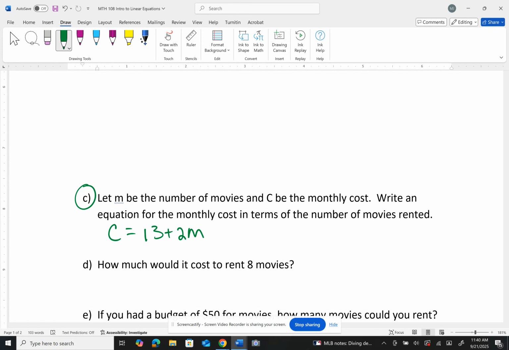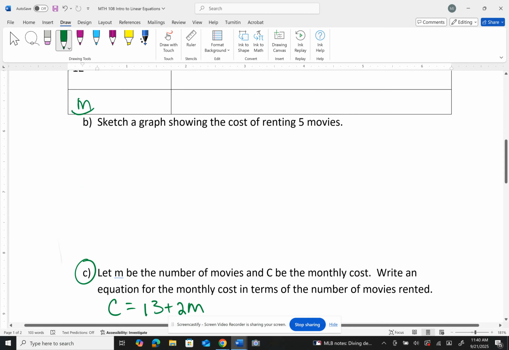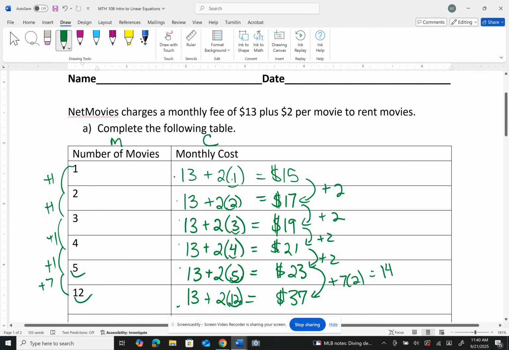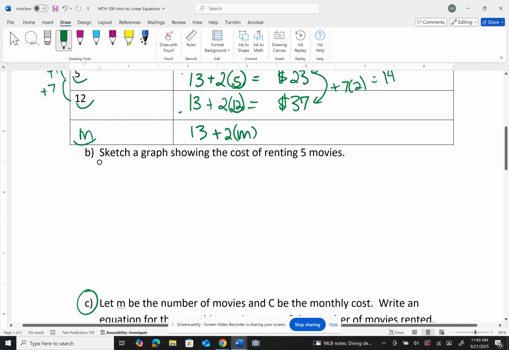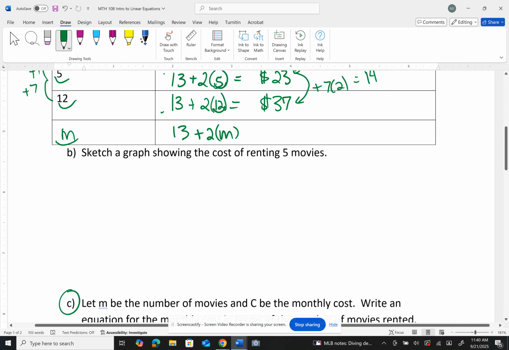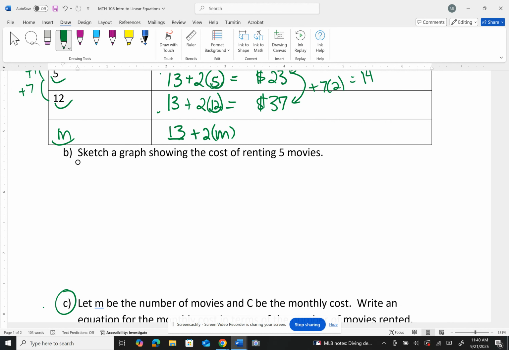If you even read the words, it said the monthly cost. If we went back to where it had the words, the monthly cost was 13 plus $2 per movie, so 2 times M, and that was the monthly cost. So we could have gotten it from the words or noticed it by studying the pattern and noticing that the 13 was a constant, was always in the pattern, was there. The plus, the 2 times. What changed was this part right here, and whatever you had to the left, that's what wound up being in the parentheses.